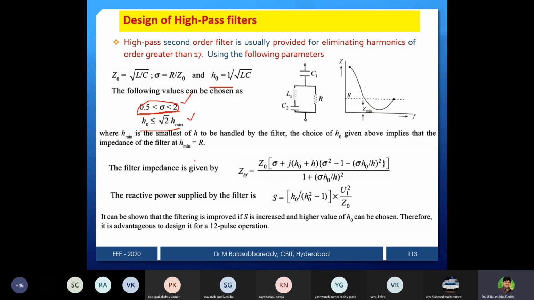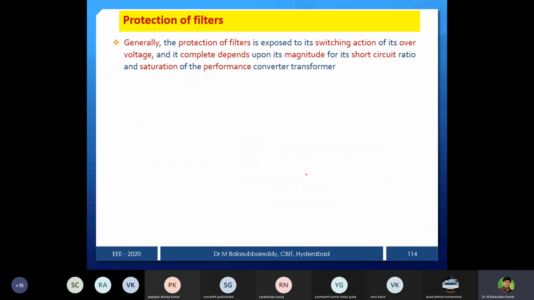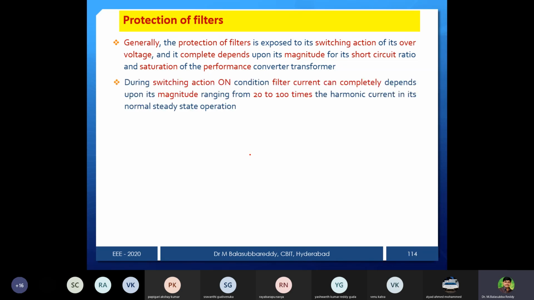And now you can show that the filter improves if S is injected and higher values of H0 can be chosen. Therefore, these are the advantages of designing a 12 pulse operation. And now you can see the protection of filters. Generally the protection of filters is exposed to its switching action, whether it is in the on state or off state. It completely depends upon the magnitude of its short circuit ratio and the saturation of the converter transformer.